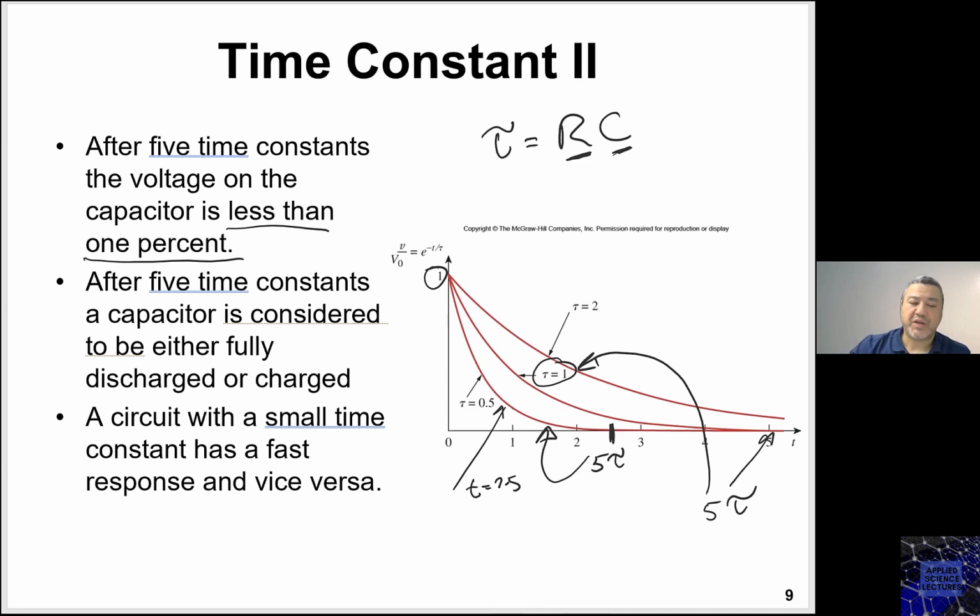Yes, you can use 5 tau as an approximation, with less than 1% error, which is enough for us. So after 5 tau, you'll be either reaching the full charge if the capacitor is being charged, which we're going to call the steady state, or if it's a source free circuit, you would be reaching the full discharge. So 5 tau is enough for us.